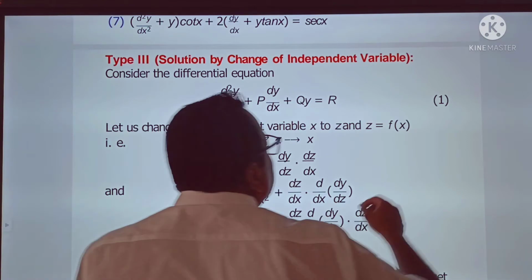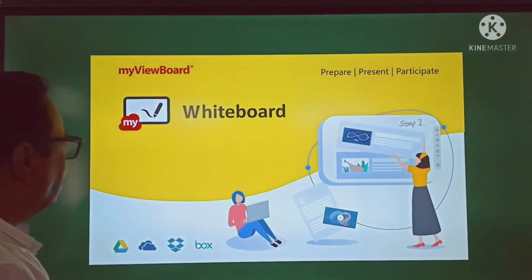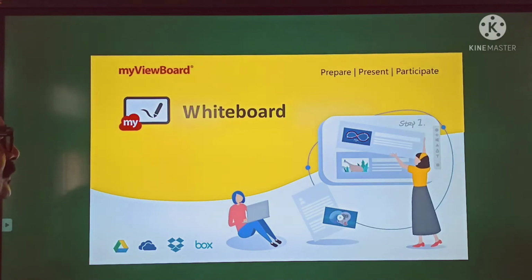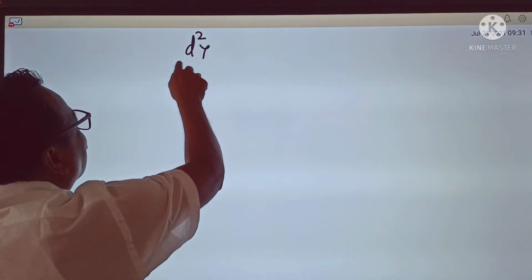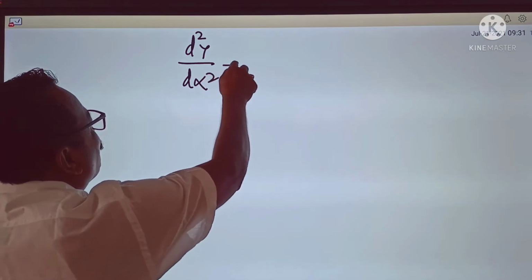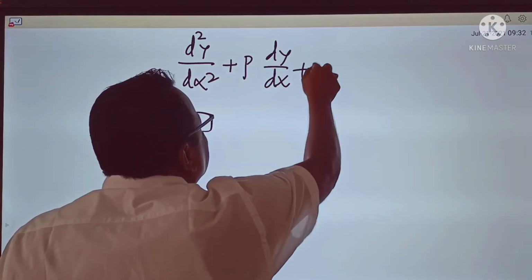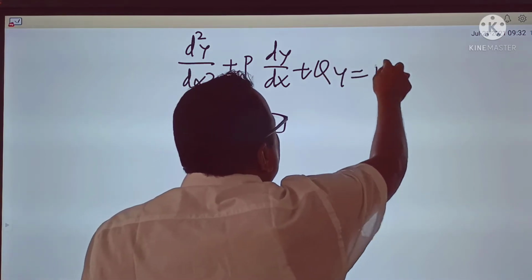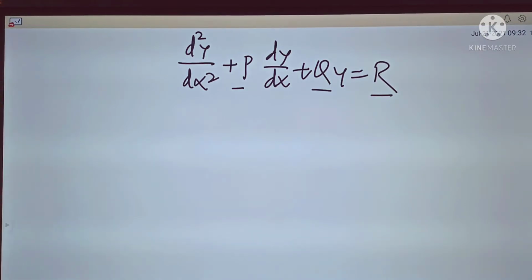Okay, we revise it. So we take the whiteboard first. Now see, one by one we see it. We know our second order linear differential equation is of this type: d2y by dx square plus p into dy by dx plus q into y is equal to r. These p, q, r are functions of x.